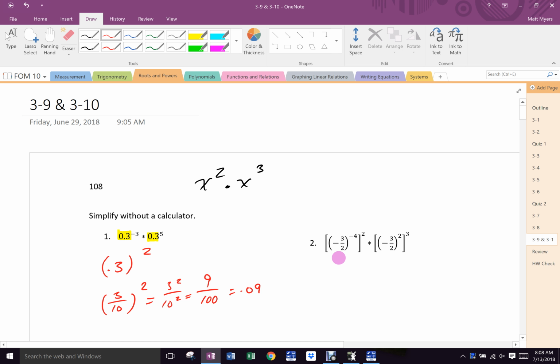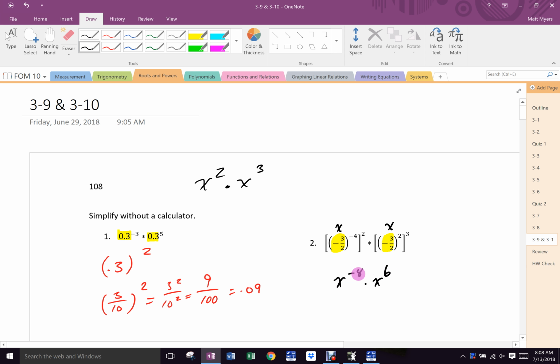Okay, so this one looks really scary. Why does it look scary? Because there's fractions, but of course when you look at that, what do you notice about those bases? They're the same. So isn't this the same as having an x there? Then it's really easy. It's x to the negative 8 times x to the 6th.